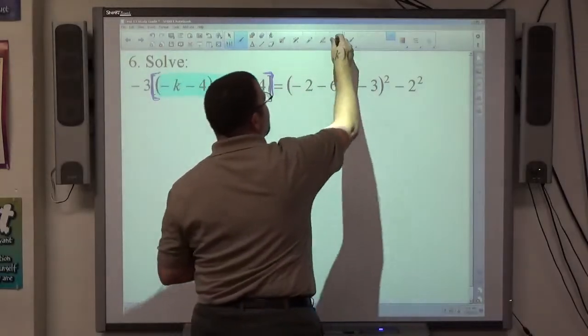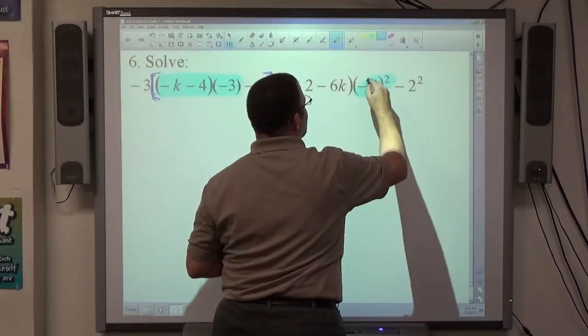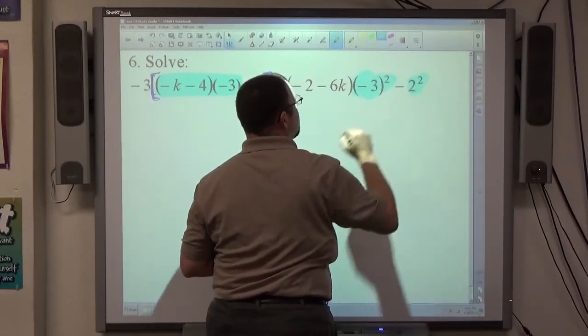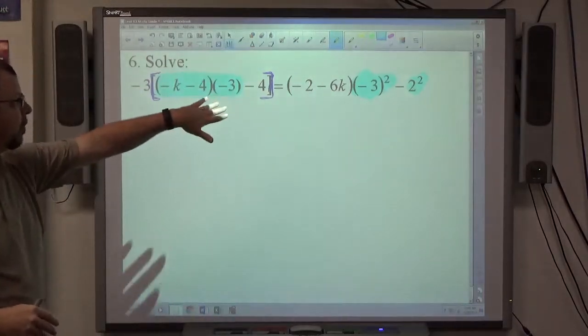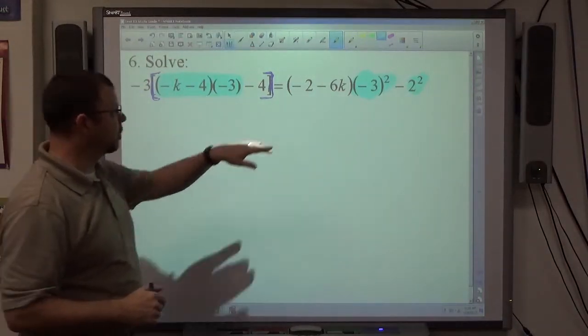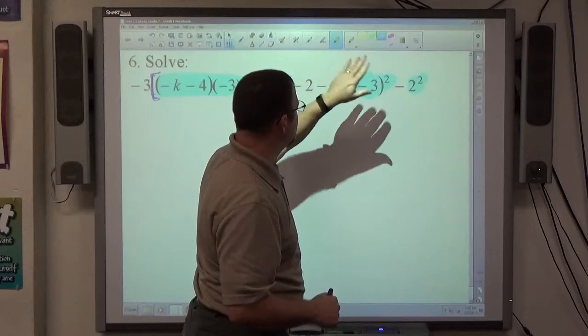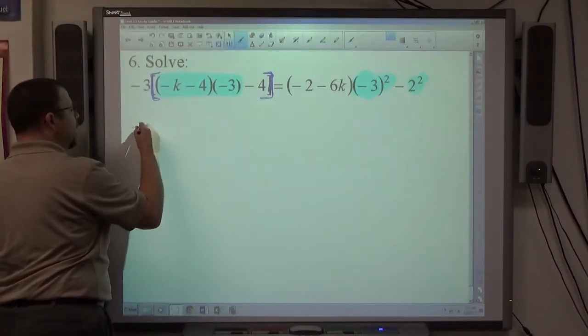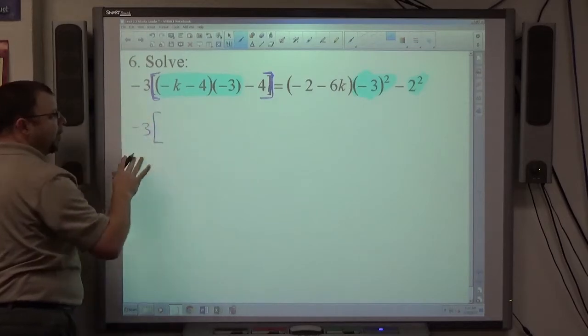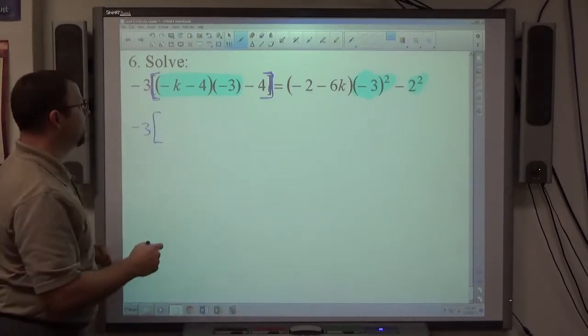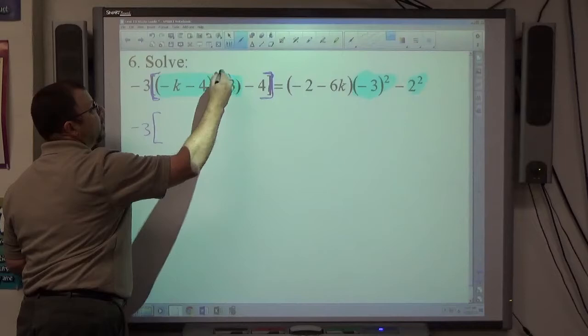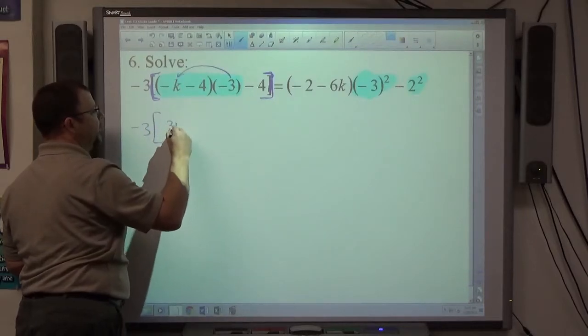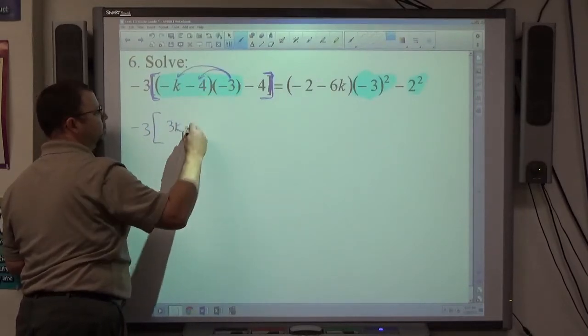The other thing I deal with immediately would be this power and this power, okay, before I distribute on that other one. So this distributive property is happening here, but I want to evaluate that first. So if I go -3 bracket, again I'm not dealing with that -3 until I get the brackets completely simplified. The distributive property happening here is going to be positive 3k plus 12.